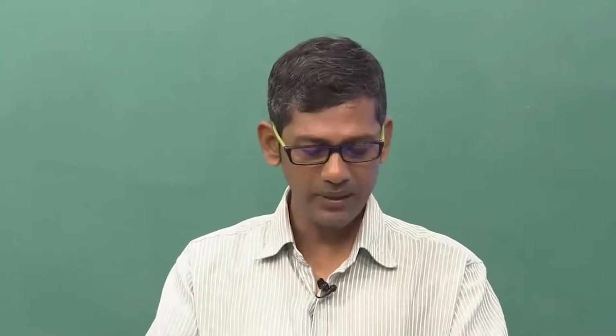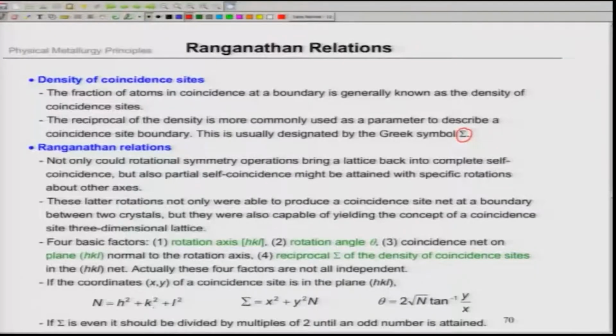So, in fact, all these 4 parameters are not independent. Mathematically, it can be shown that all these 4 parameters are related. Suppose I define the coordinates of a coincident lattice in the HKL plane, any coordinate of a point in the HKL plane, as n is h square plus k square plus L square. Then this summation term is equal to x square plus y square, n, and the angle is 2 root n tan inverse y by x.